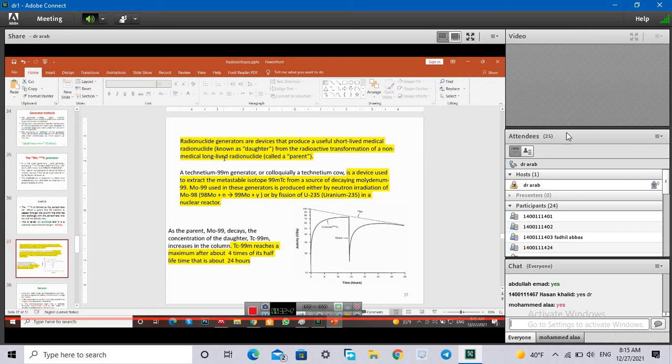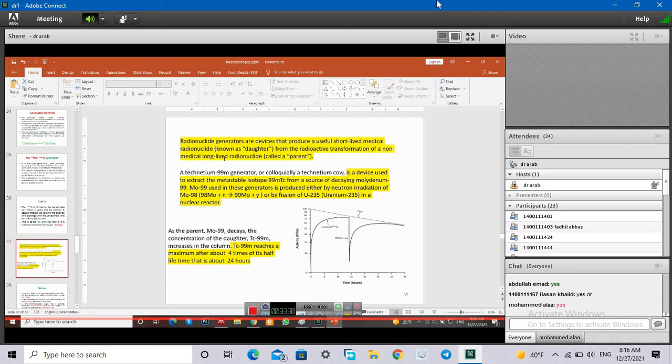We can produce a short-life medical radionuclide from the radioactive transformation of a non-medical long-lived radionuclide, which is called the parent. The main parent in the generator is molybdenum 99 in a radionuclide state. When it returns to a stable state, it can produce technetium 99m. And the parent in the generator, molybdenum 99, is produced in a fission reactor.